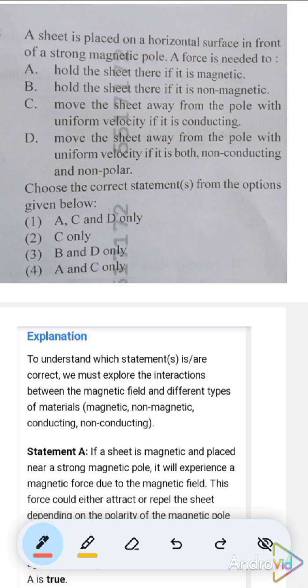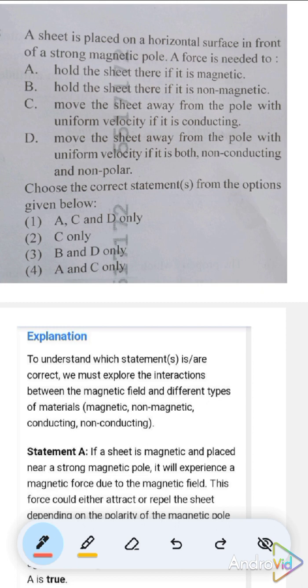A force is needed to, option A, hold the sheet there if it is magnetic. Option B, hold the sheet there if it is non-magnetic. Option C says, move the sheet away from the pole with uniform velocity if it is conducting. Option D says, move the sheet away from the pole with uniform velocity if it is both non-conducting and non-polar. Now the question is, choose the correct statement or statements from the options given below.